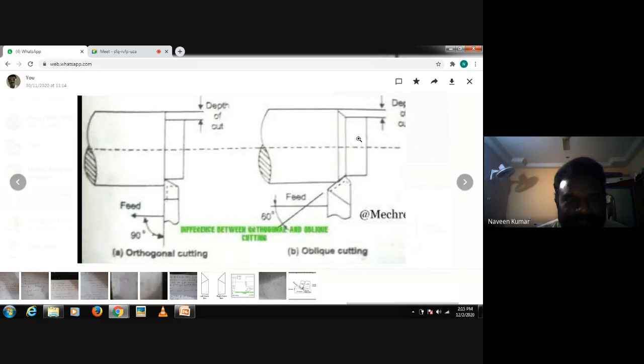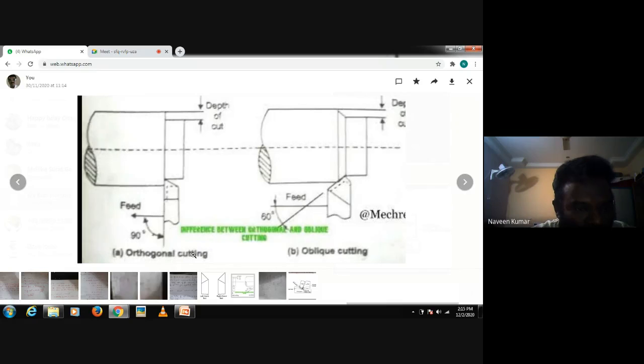Write down. Under methods of metal cutting, write down: there are two types. First one, orthogonal metal cutting. Second one is oblique metal cutting. Put subheading orthogonal metal cutting.